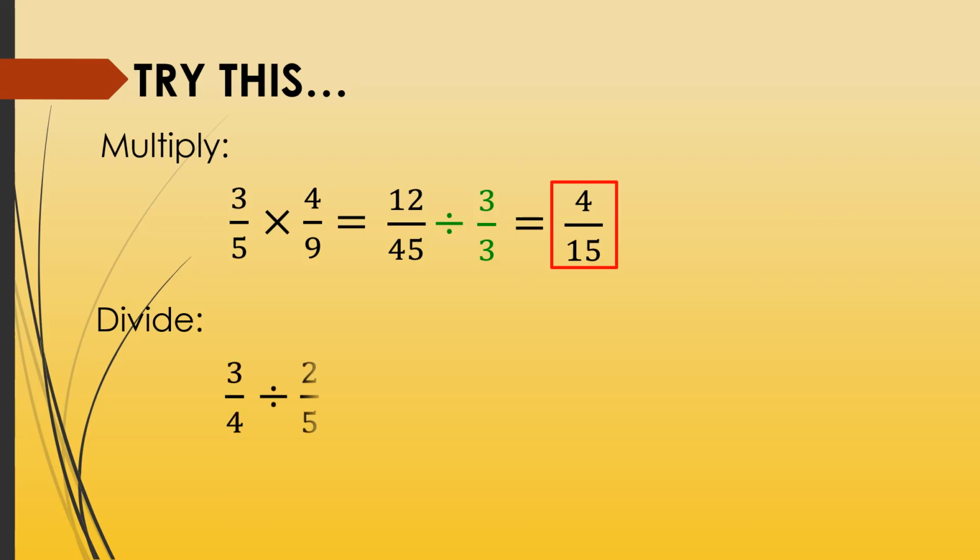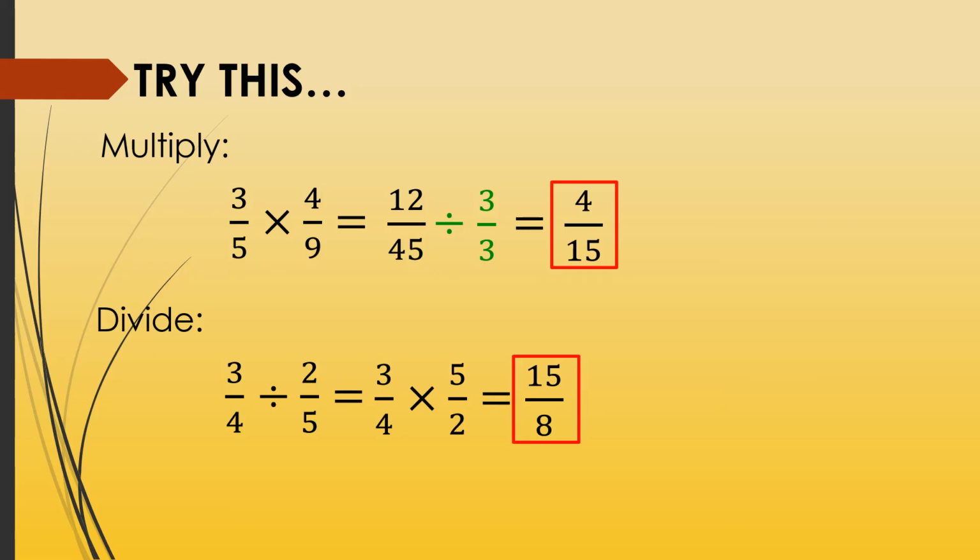Next, let us divide 3/4 and 2/5, or 3 over 4 divided by 2 over 5. So, yung 3 over 4, copy lang, and then yung division, magiging multiplication, and then yung 2/5 or 2 over 5, kukunin natin yung reciprocal, which is 5 over 2. And then proceed tayo sa multiplication. 3 times 5 and 4 times 2. The answer is 15 over 8.